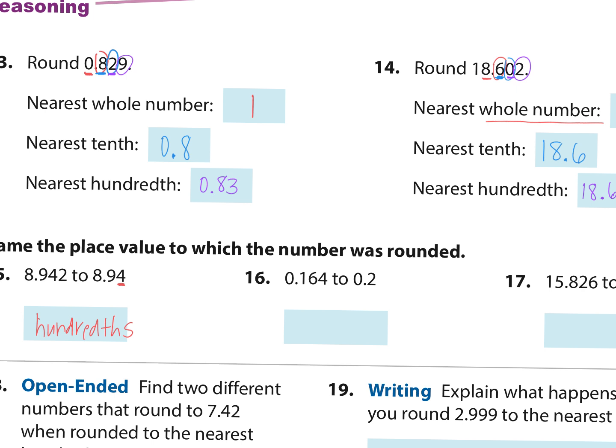Okay, the next one is 164 thousandths, and it was rounded to 2. What place is the 2 in? The tenths. So it was rounded to the tenths place. Y'all try number 17. You can talk about it. Check with your table mates.